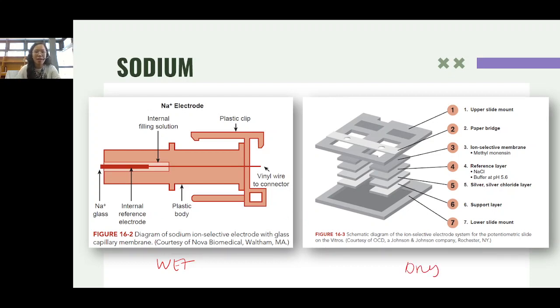your dry chemistry. So as you can see here on your figure 16-2 image on your left side, this is a diagram of your sodium ion selective electrode with a glass capillary membrane being used. While here on the other one, your figure 16-3, this is an example of a dry chem. It is still an ion selective electrode, but this is a dry chem where the tape is set, impregnated on the testing pads with the reagents needed for us to be able to measure your sodium.